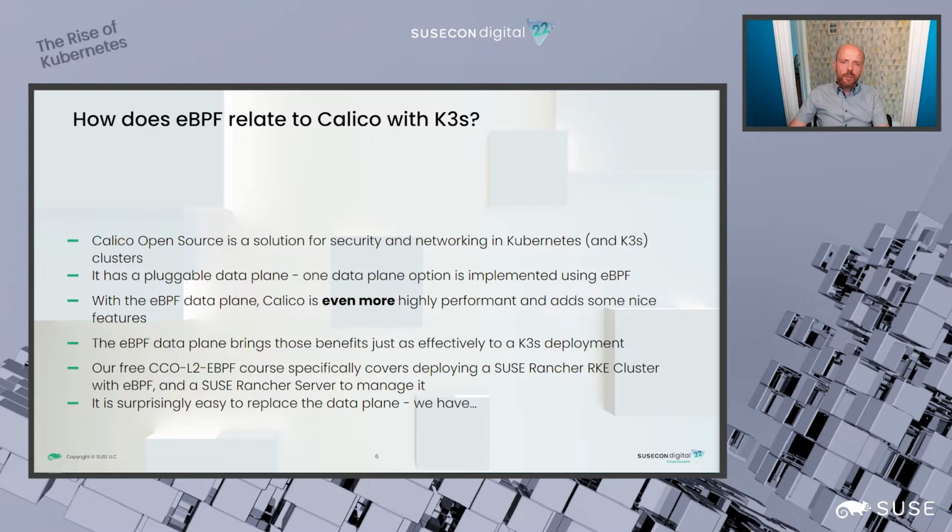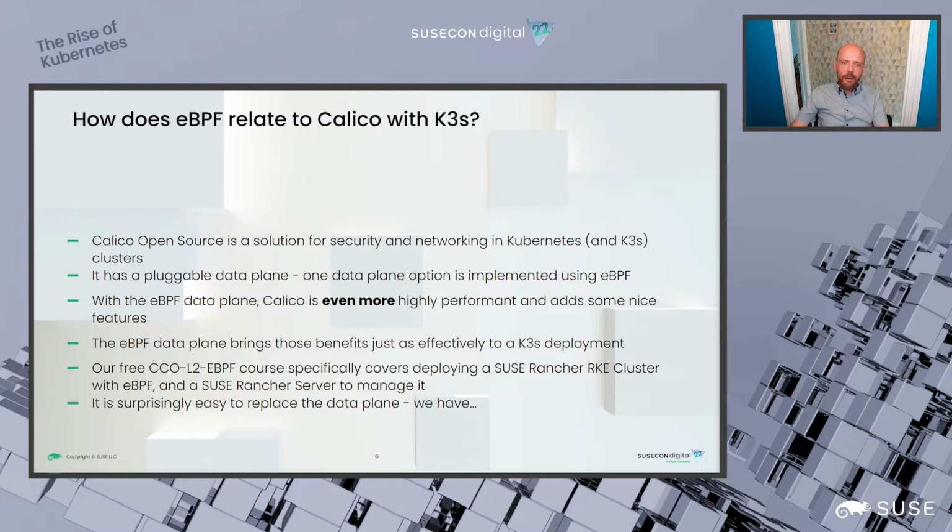So how does eBPF relate to Calico with K3s? Calico open source is a solution for security and networking in Kubernetes, including K3s. It has a pluggable data plane. One data plane is implemented using eBPF, as I mentioned. With the eBPF data plane, Calico is even more highly performant than with the other, we'll call it the vanilla data plane, the standard iptables data plane. And it adds some extra nice-to-have features. The eBPF data plane brings those benefits just as effectively to a K3s deployment as to any other Kubernetes deployment.